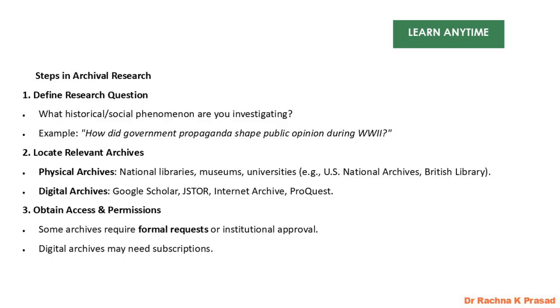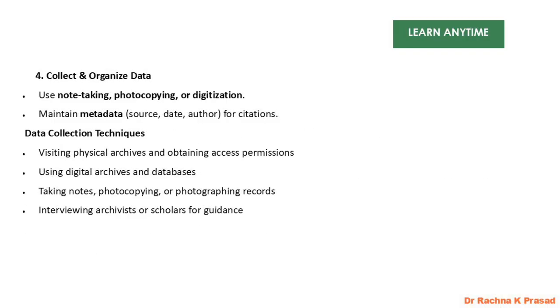Now, locate relevant archives. For example, physical archives: national libraries, museums, universities, such as the US National Archives and the British Library. Digital archives could be Google Scholar, JSTOR, Internet Archive, ProQuest. Then obtaining access and permissions. Some archives require formal requests or institutional approval. Digital archives may need certain subscriptions, which could be paid or sometimes unpaid.